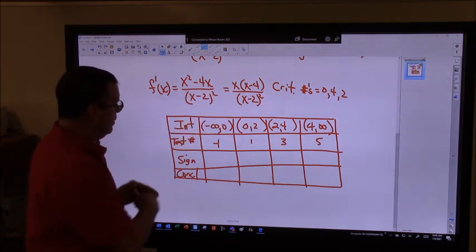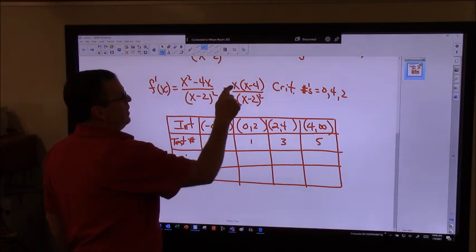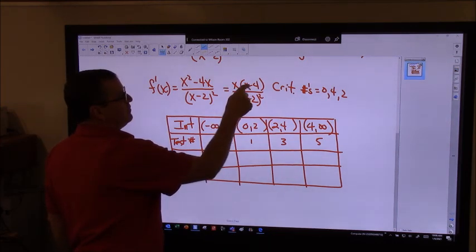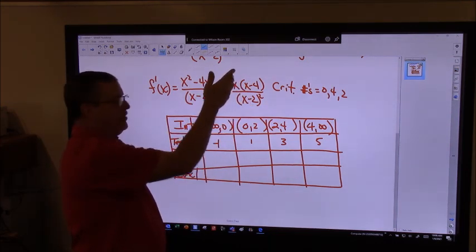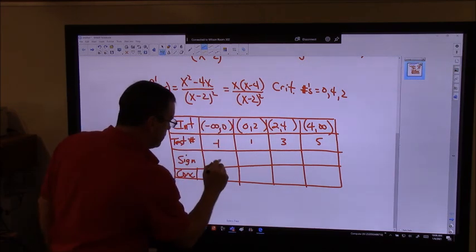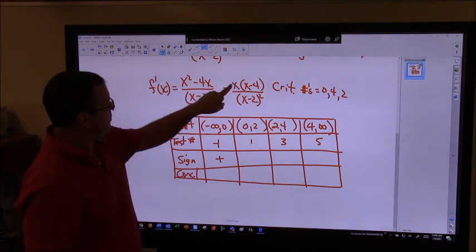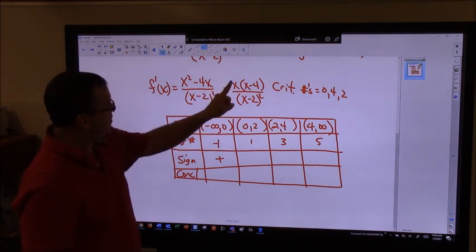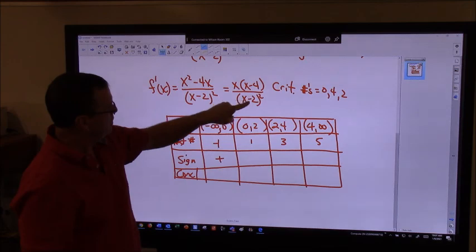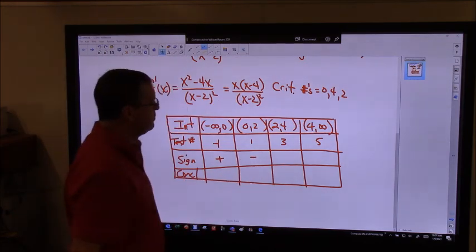a positive. So if I put a negative 1 into here, I've got a negative 1 times a negative 5. So negative times a negative is positive. Divided by a positive is positive. And then I'll plug in a 1. So I get positive, here I'll get negative 3, so it's a positive times a negative, that's negative. Divided by a positive, that's negative.